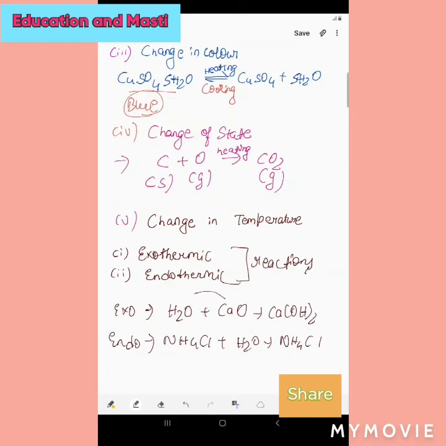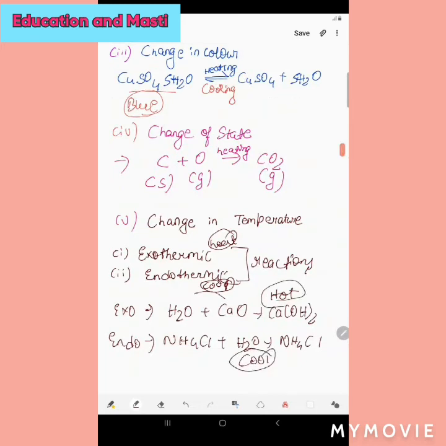How do you know? Exothermic reaction means more heat, and here this one is a cool reaction. Cool reaction is your endothermic reaction. So the same thing happens in endothermic reaction. Exothermic is a hot reaction and endothermic is a cool reaction. Okay, so in this endothermic, what happens, with the example we can understand, when ammonium chloride is mixed with water, then it forms a solution which is very cold. So this is called endothermic reaction.